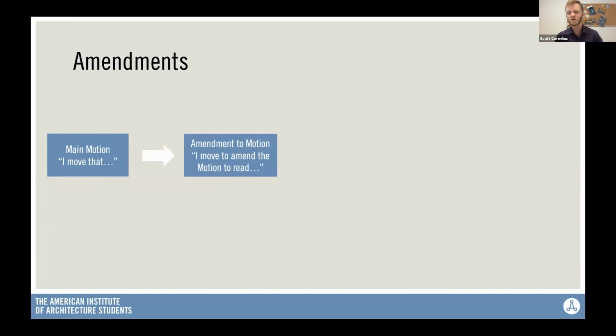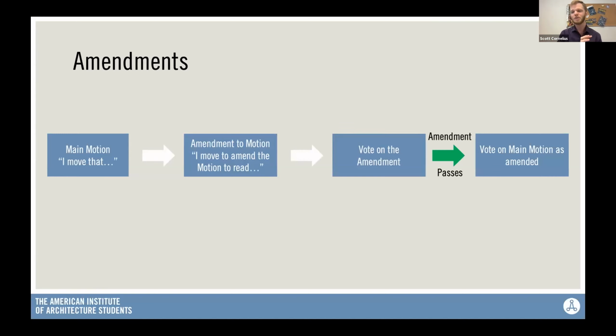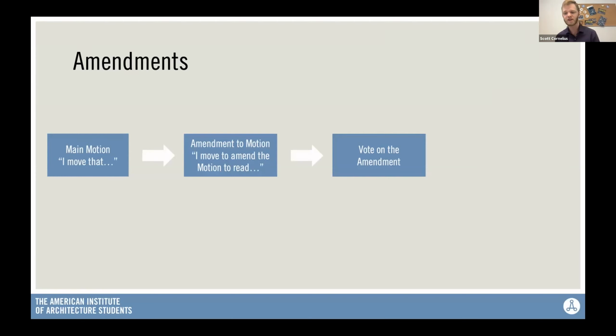I move to amend the motion to read, AIS members will carry backpacks. So we have stricken handbags and replaced it with backpacks, which is just a terrible motion. So that's what I came up with. And then we will move to vote on that amendment itself. So if the amendment passes, then we will go back to vote on the main motion. So we just voted here to change handbags to backpacks.